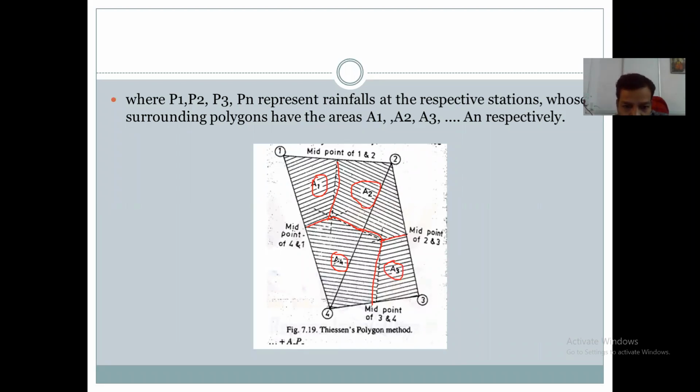And rainfall record is obtained for this A1 area, A2 area, A3 area and A4 area. That is recorded at each part at this rain gauge station. The area is calculated with the help of a planimeter or by measuring these areas. The area is measured at each rain gauge station. Okay.